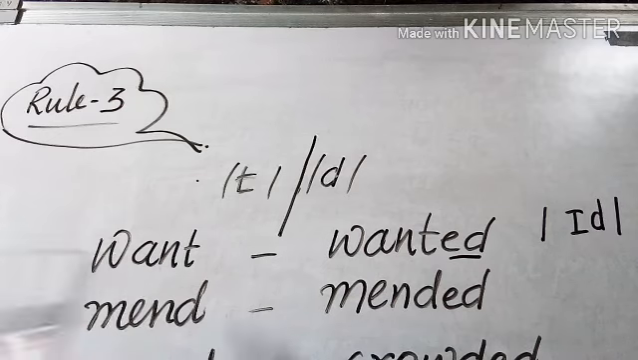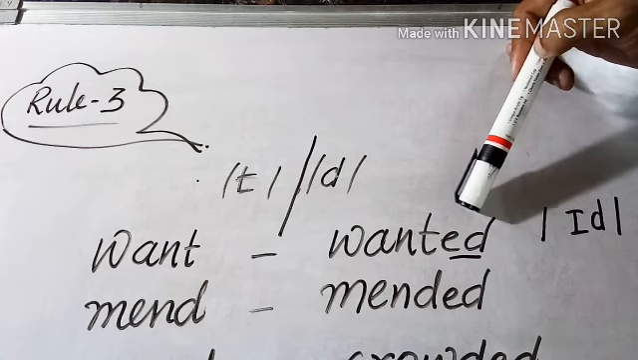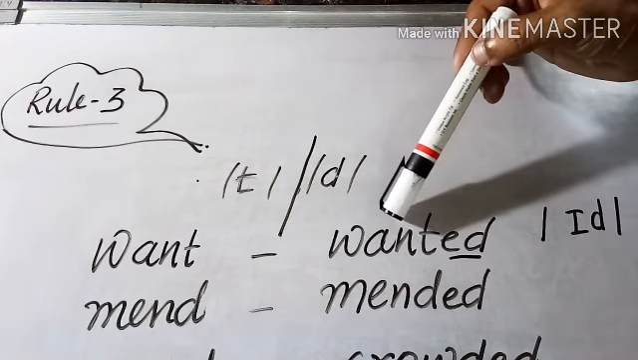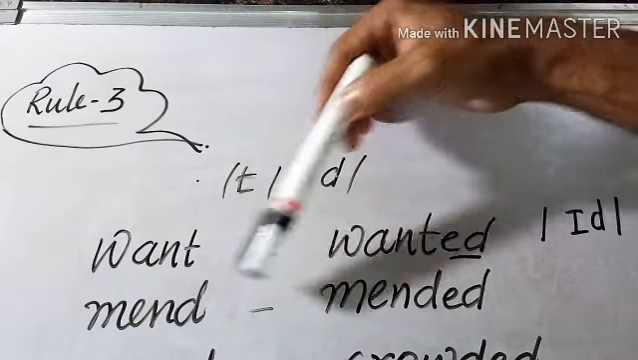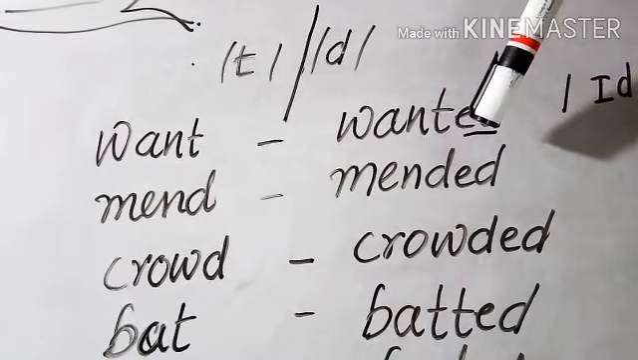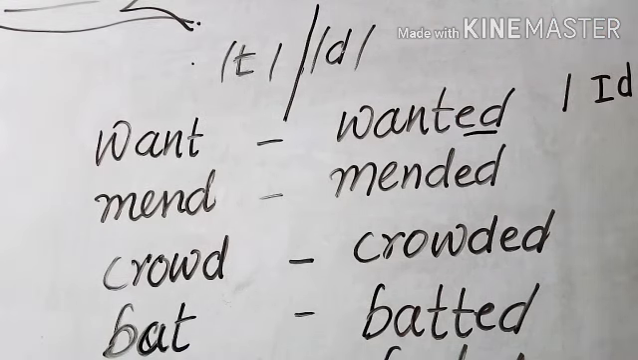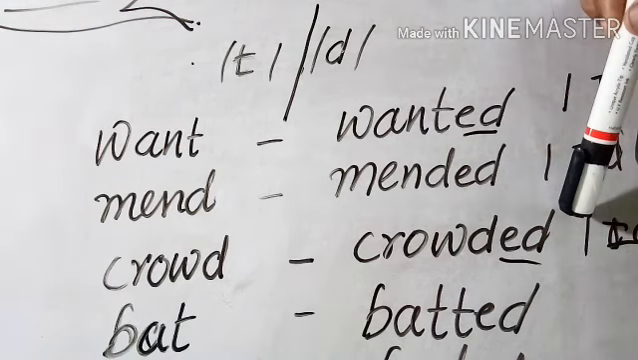For example, want, wanted. Wanted is wrong, it is wanted. I wanted a pair of shoes. Mend, mended. So we must always have our manners mended. Crowd, ed, this is crowded. This ed is id. Crowded. So this is a crowded street.